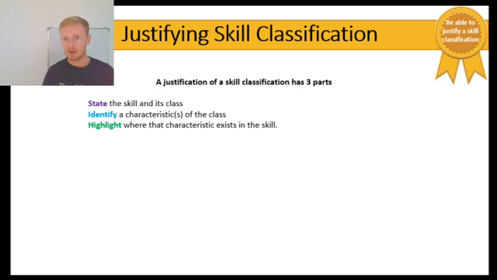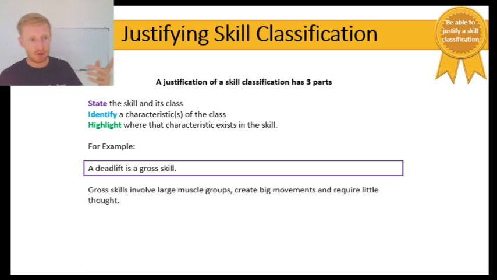So it's three parts. If you take any sort of sporting movement and you're about to classify it, you state what class you're talking about, or that you think it's in. You then identify something about that class. That's everything that we've just done. So a characteristic of the class. You then need to highlight a part of the actual movement or sport or context that resonates with that characteristic of the class. So for example, a deadlift is a gross skill.